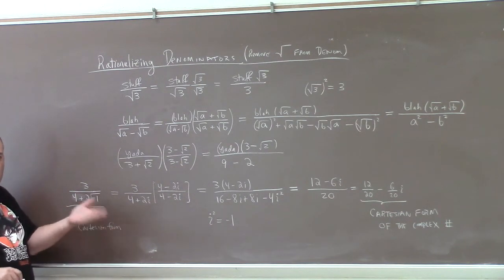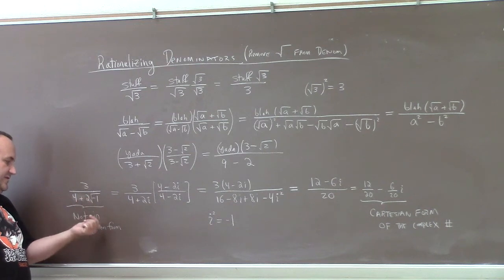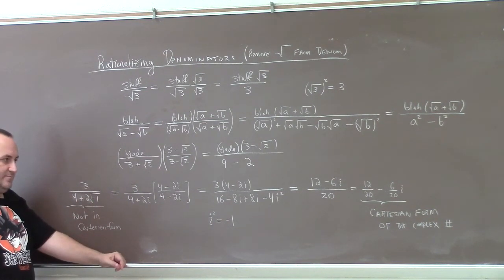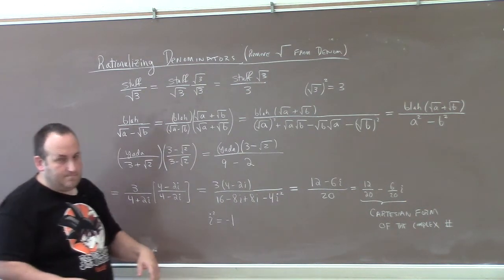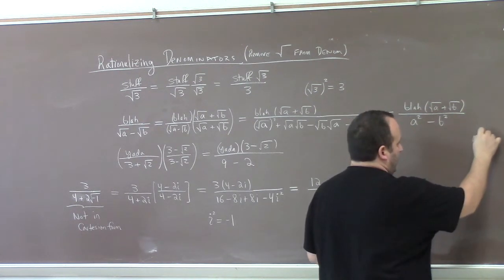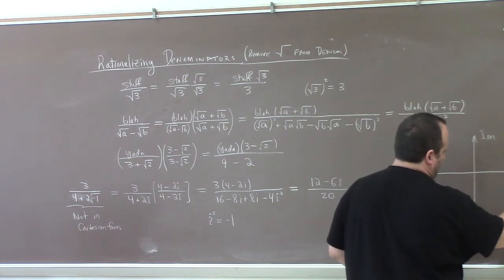So if we use this rationalizing the denominator idea, we can take a complex number which is not in Cartesian form and convert it to Cartesian form. That's interesting for a lot of reasons. One of them is if you wanted to plot complex numbers, we can plot them in what's called the complex plane. The complex plane has a so-called imaginary axis and a so-called real axis.